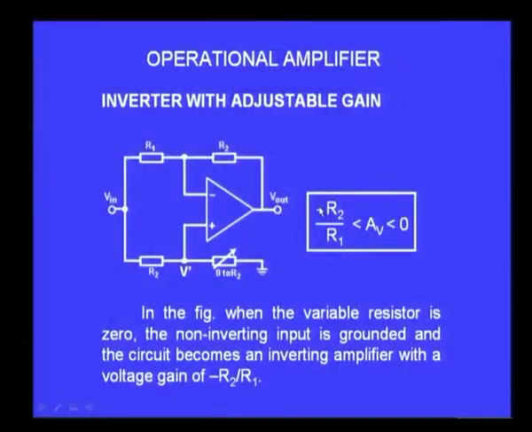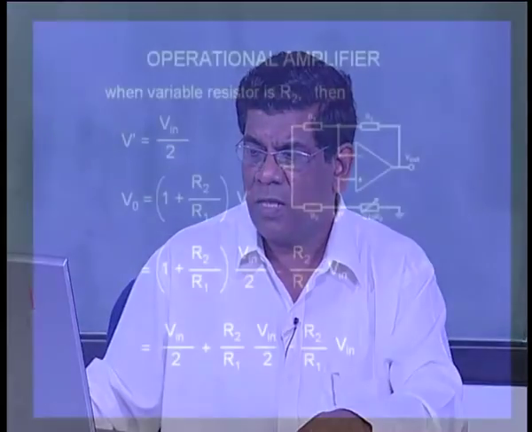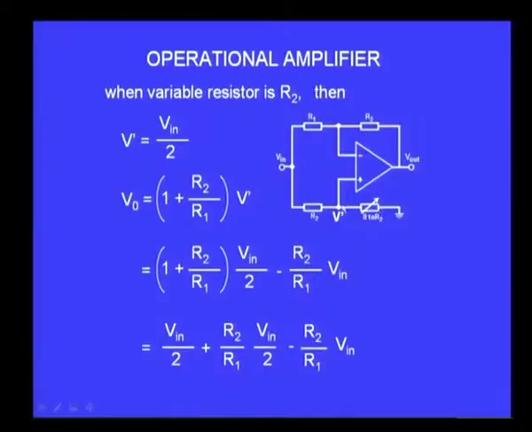So, the maximum gain that you can get is minus R2 by R1, when this potentiometer has 0 resistance. But when I make this resistance maximum, that is corresponding to R2, then what will be the gain? That is the next question that we have to ask. When this resistance becomes R2, you find V in is applied between the ground and V in. You have two resistors connected in series, both of them equal.